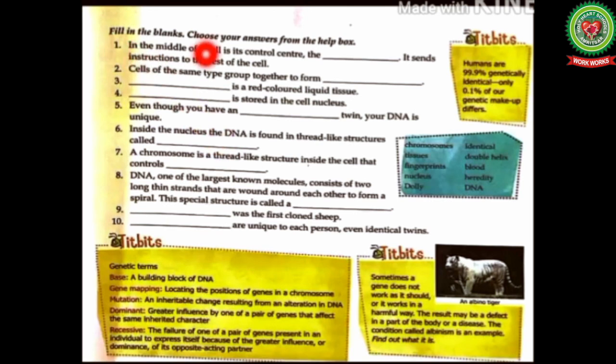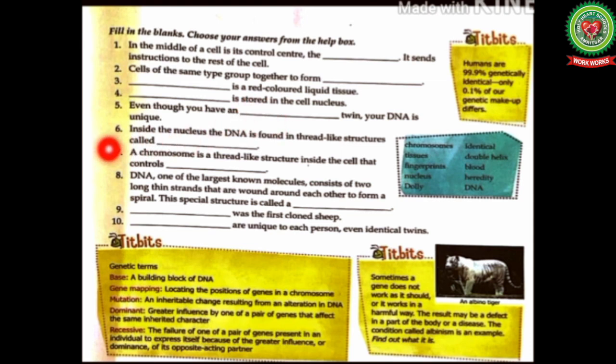Now, filling the blanks. Choose your answer from the help box. In the middle of a cell is its control center, the nucleus. It sends instructions to the rest of the cell. Cells of the same type group together to form tissue. Dash is the red colored liquid tissue. It is blood. Dash is stored in the cell nucleus. It is chromosomes. Even though you have an dash twin, your DNA is unique. What should be the answer here?